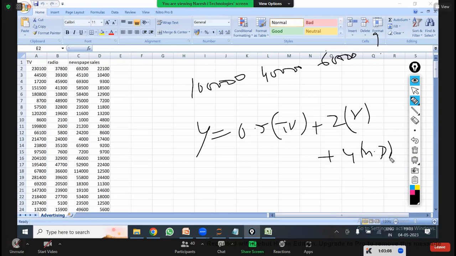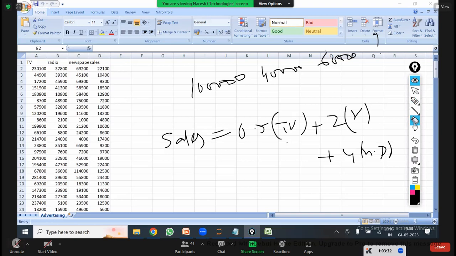Now, 1 lakh I am going to substitute here, 40,000 I will substitute here, 60,000 I will substitute here, and I will calculate the value. Example, not the exact equation. Don't calculate. Example in a flow I have written, right? So just it will identify the relation. This Y is nothing but your sales, in terms of TV, radio, and newspaper, it will identify the relation.